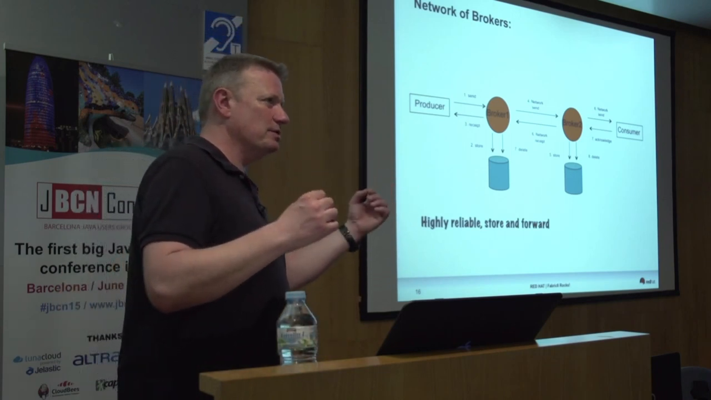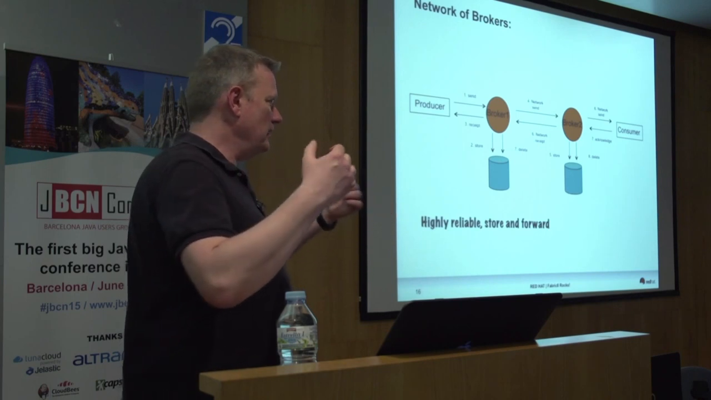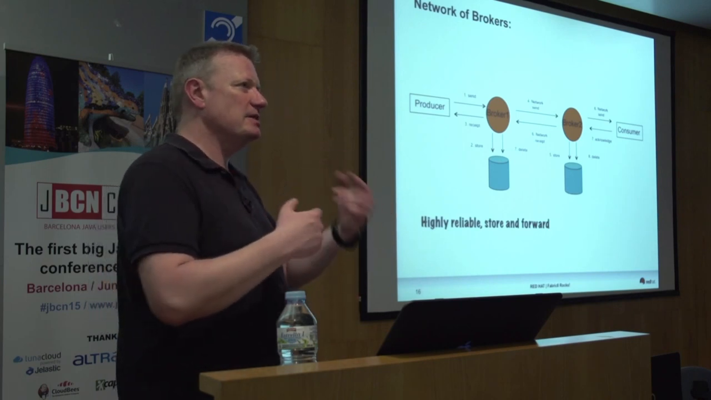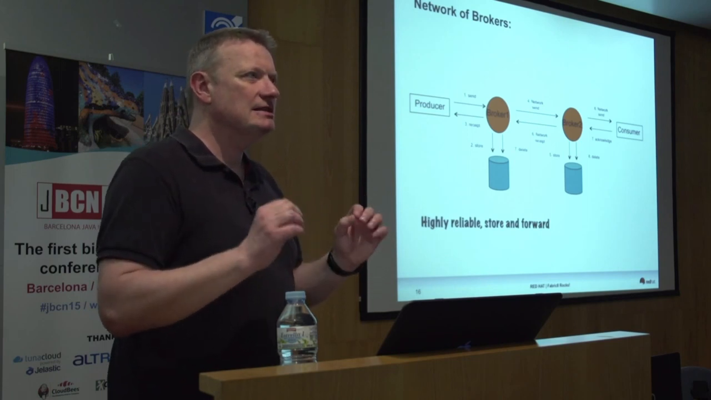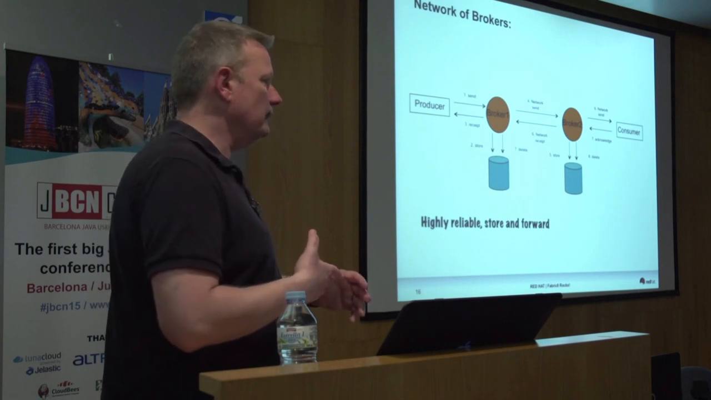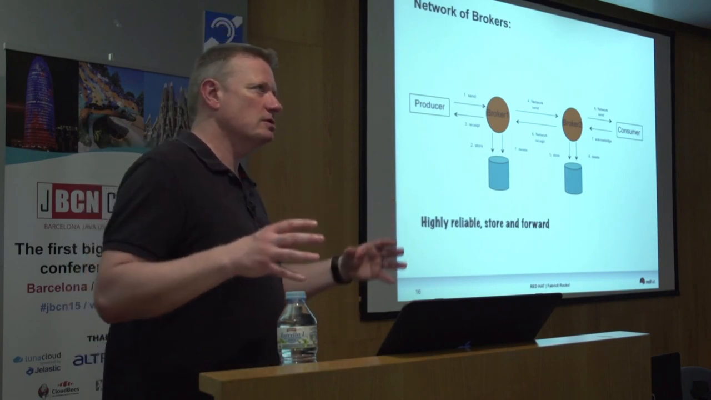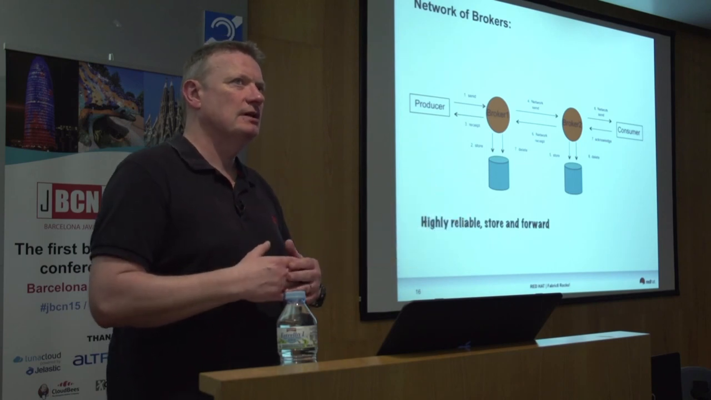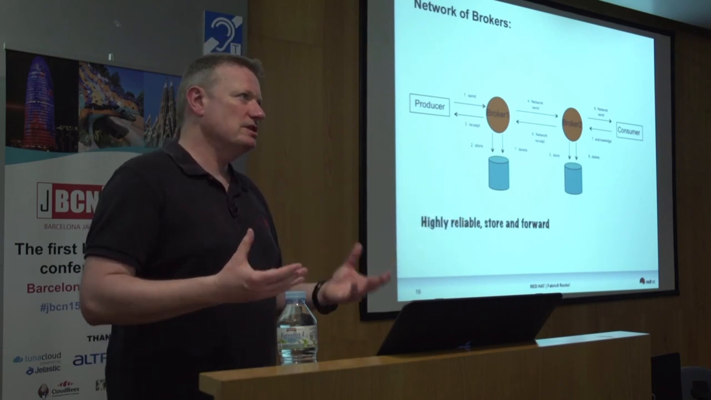To send one message from one producer to one consumer through a network of brokers, it's highly reliable, and you're going to guarantee that message gets there. But it's actually designed for something different than scalability. It's really designed for the case when you've got remote locations and you want to guarantee that message is going to get there across a network which is unreliable.